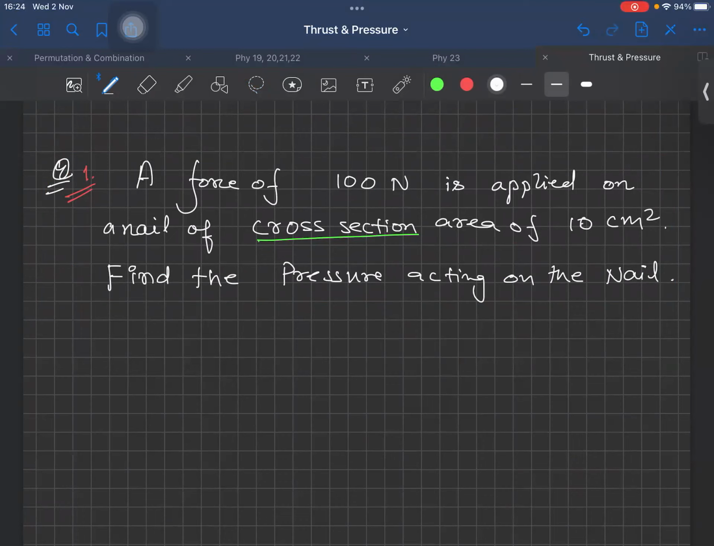A force of 100 Newton is applied on a nail of cross-sectional area of 10 centimeters square. Find the pressure acting on the nail.